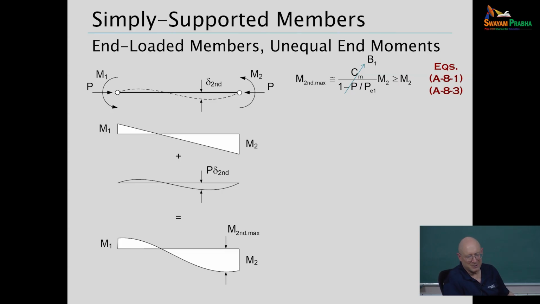AISC practice, given these first-order moments, where M2 is the larger first-order moment at, in this case, the right-hand end, and M1 is the smaller moment, the question is, we still have P-small-delta effects. For design, we need the maximum second-order moment, so label that. We call it MU when we go to our design equations. Well, we're going to use the same form, except this case gets a different C sub m factor.